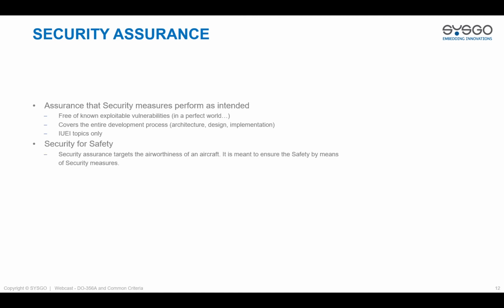That means that the standard does not cover the protection of access to credit card numbers in a cabin infotainment system, but of course the protection of the firmware of the cabin pressure sensor is relevant, as failure of this one may result in a catastrophic event.